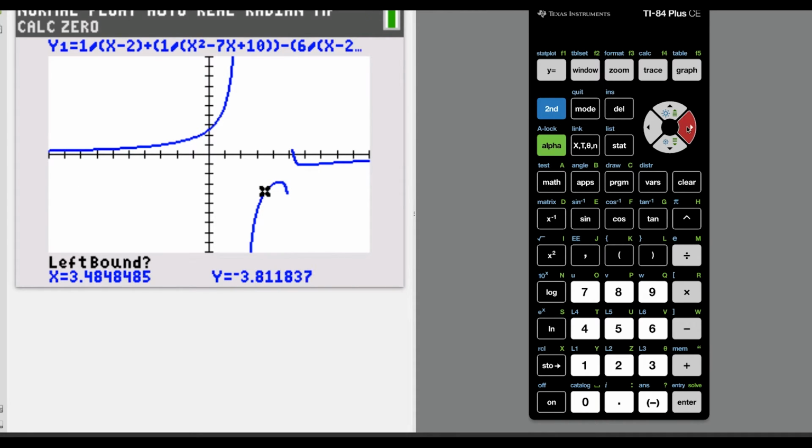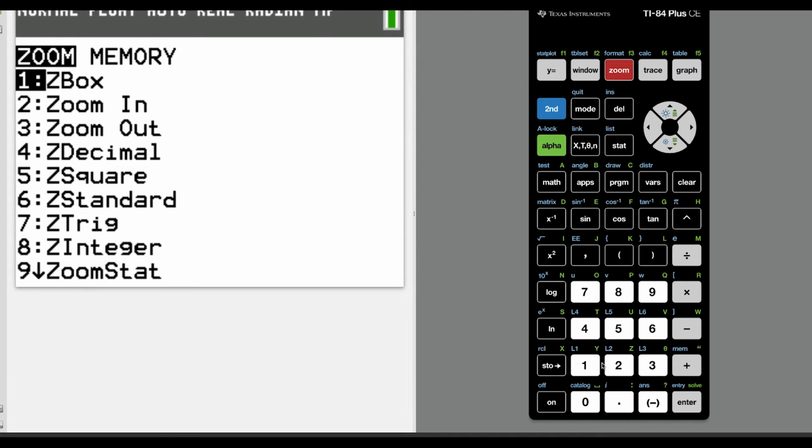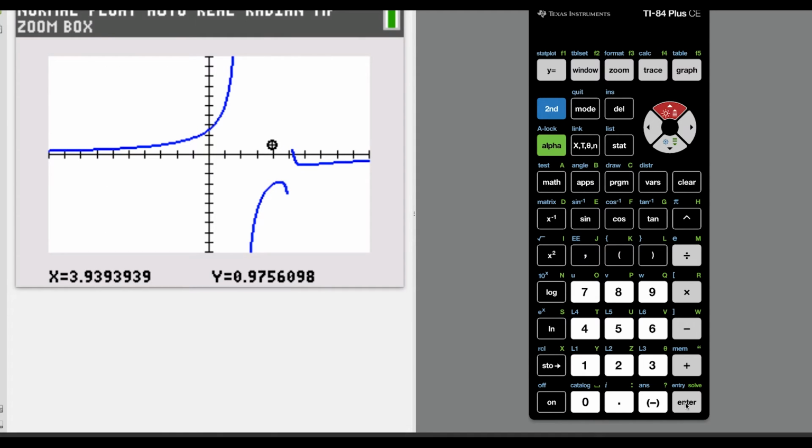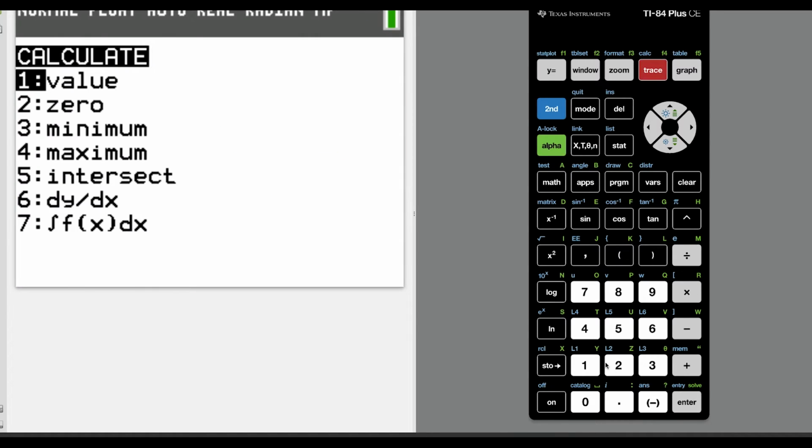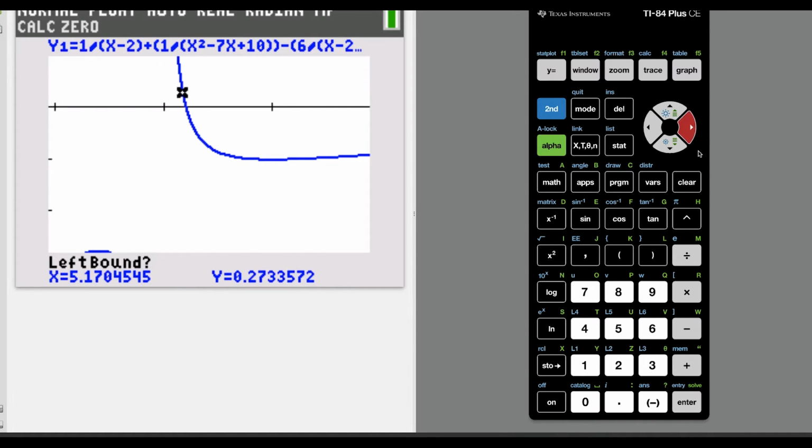We're going to trace the 0, and we have to go over here to that third part of the graph. Now, it might be a little bit difficult to see what's going on, so we could do the zoom box, and we could just, kind of like we're cropping a photo, zoom in. And now it's very clear where the intersection point is. And when we trace that root, we're going to go to the left and the right. Our answer checks out at 5.2.